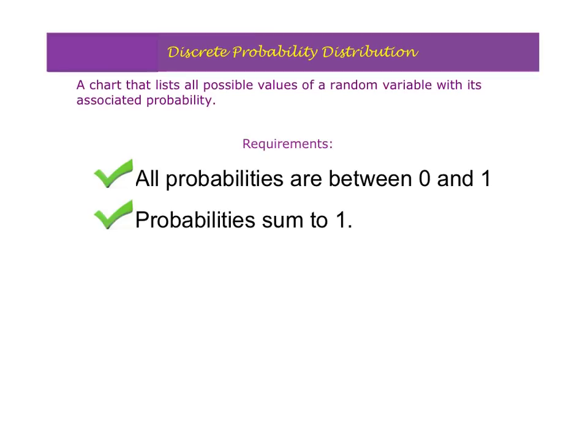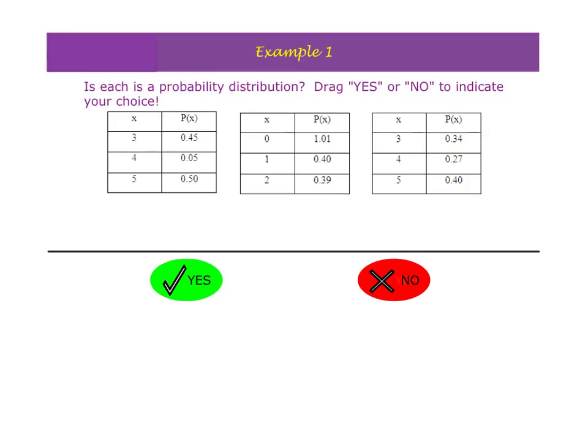A discrete probability distribution is a chart that lists all possible values of a random variable with their associated probabilities. There are two requirements. The first is that all probabilities are between 0 and 1, and the second is that the probabilities sum to exactly 1. Here are 3 examples of potential probability distributions. I'd like you to check each of these and decide which one or ones represents probability distributions. Press pause on your video, and when you're ready for the answers, press play again.